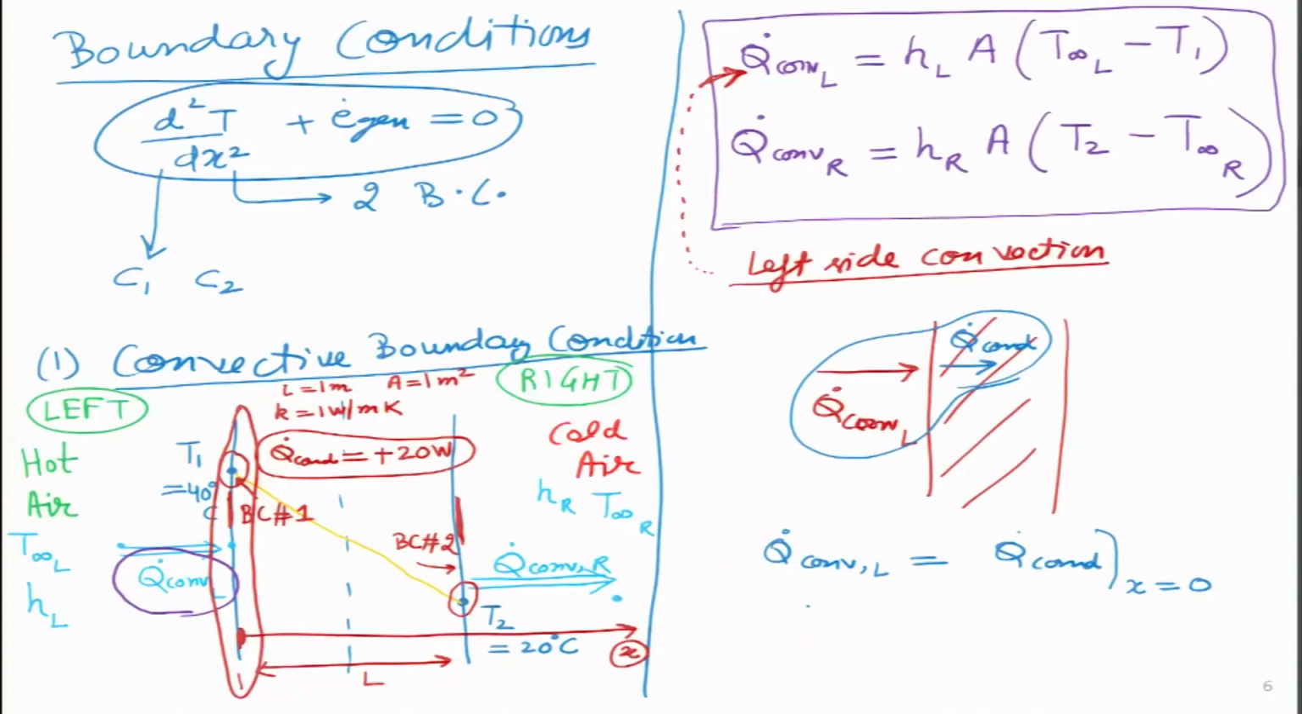It may be true for other cases also, but the condition for which it is always true is only at the boundary, which means the left hand side I have already defined at the top of this screen. What is my right hand side? This I can write very easily as minus K A del T del x at x equals 0.